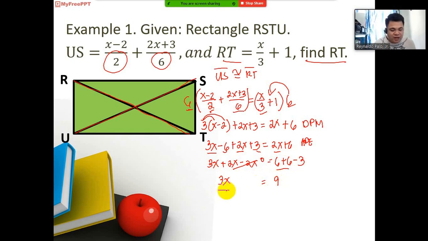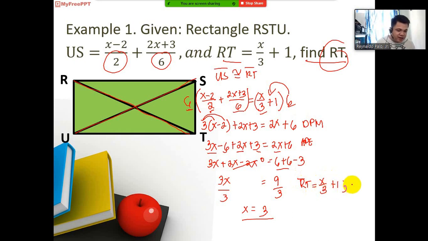So solve for the value of x by dividing both sides by 3 using the division property of equality. Divide both sides by 3, and we now have the value of x, which is 3. Since we already have the value of x, class, we can now solve for segment RT. Segment RT, according to the given, measures x over 3 plus 1, wherein the value of x is 3. Substitute the value of x, which is 3 over 3 plus 1.